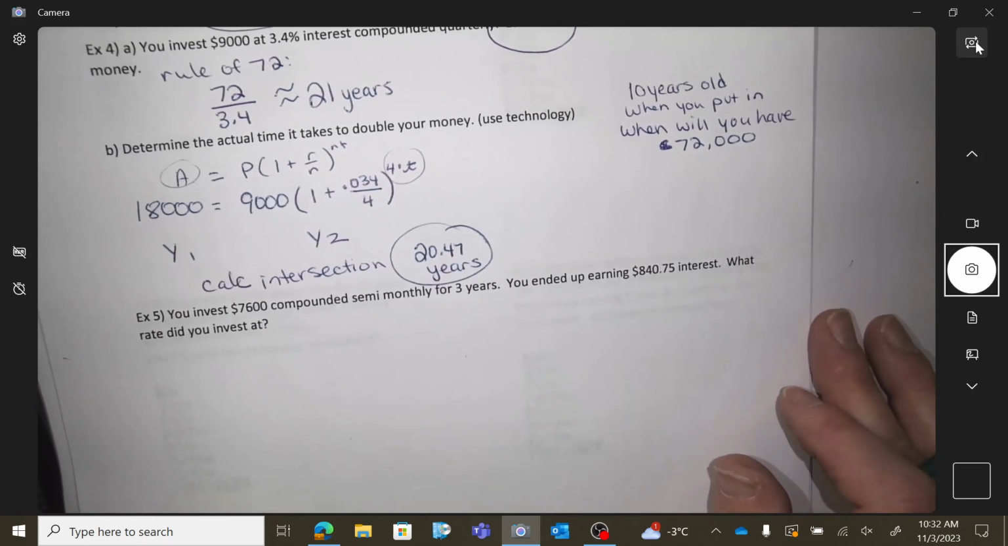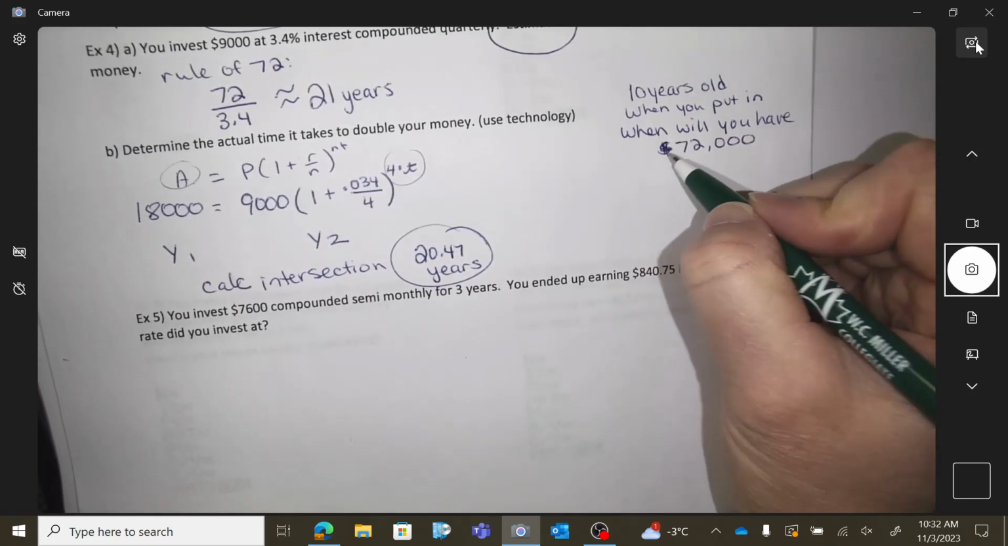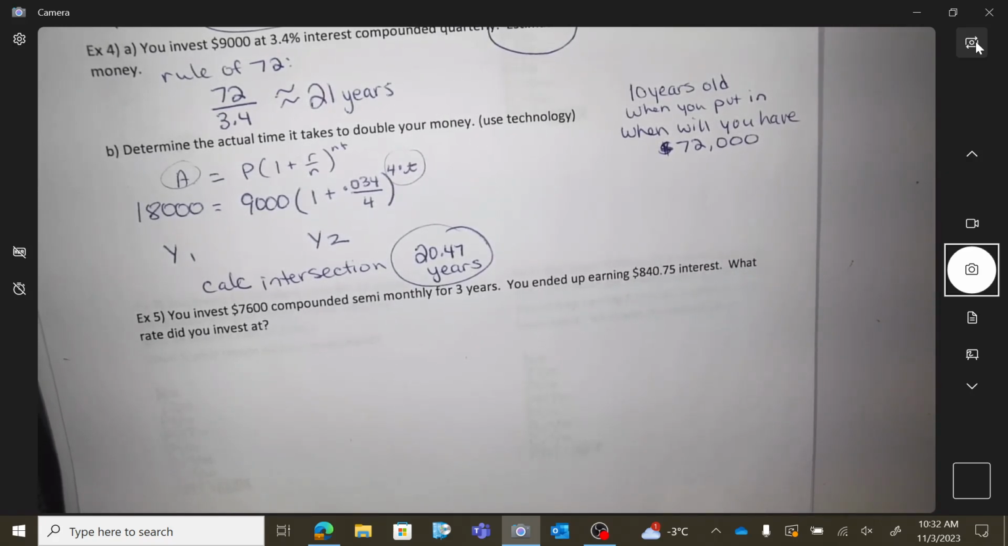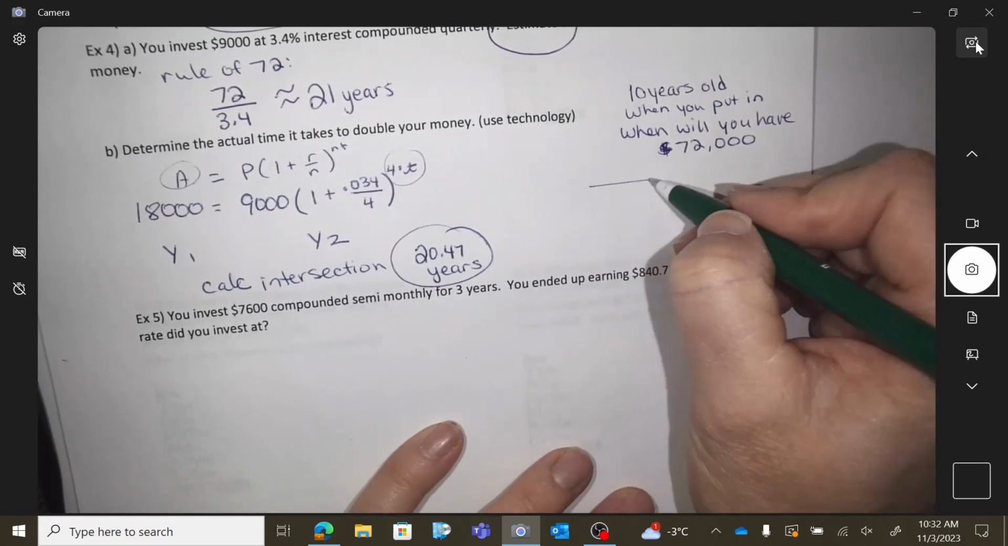What does the 10 years old part have to do? That's how old you were when you put it into the investment, into the bank. But what does it have to do with the question? I want to know how old you are at the end. Oh, okay. I should have rephrased that better. When will you have it? Like, how old are you going to be? Okay, ready? So I'm going to draw a chart.